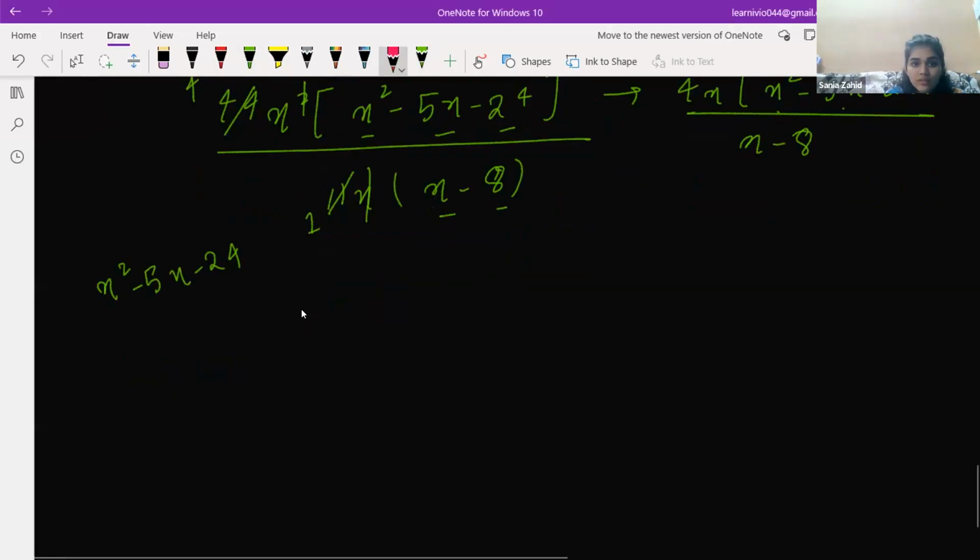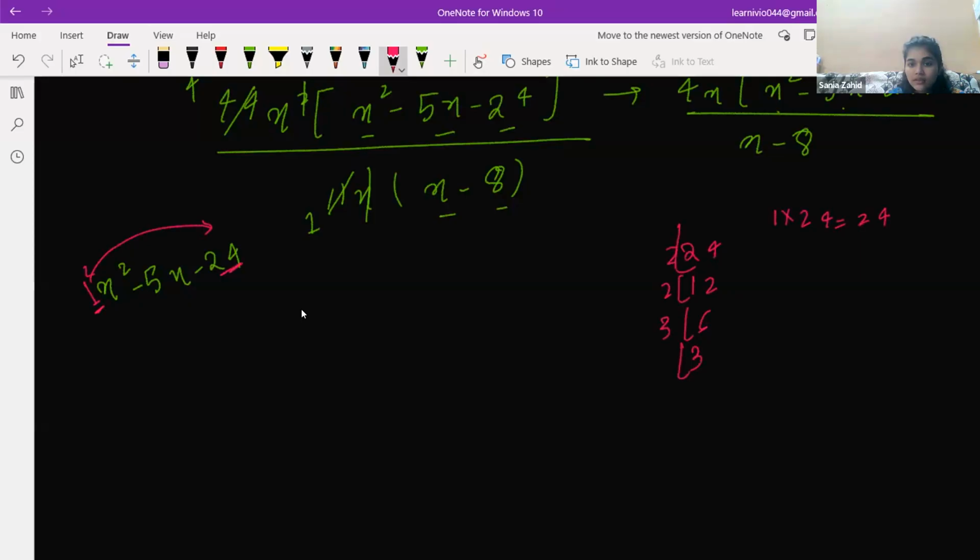Okay, please focus here. Look very carefully. First of all, we take the first number. The number with x square is 1. When there is no number, that means 1 is the coefficient. I take this first number and the last number and multiply them. So what is 1 into 24? 24 only. Now I factorize 24. The factors of 24 are 2 into 2 into 2 into 3. Is this much clear?